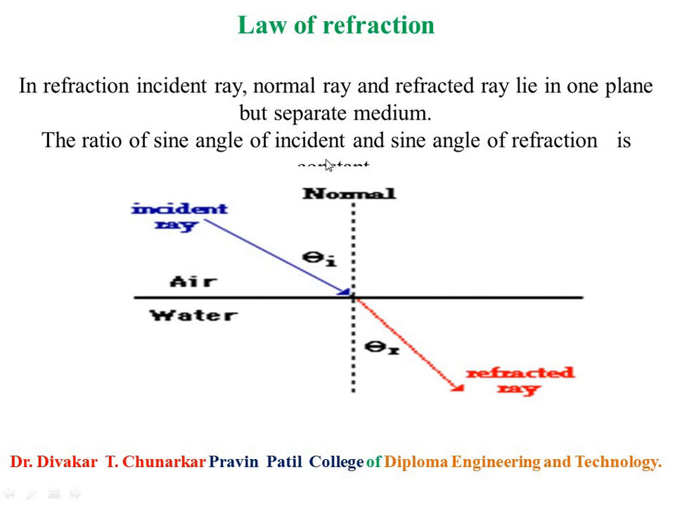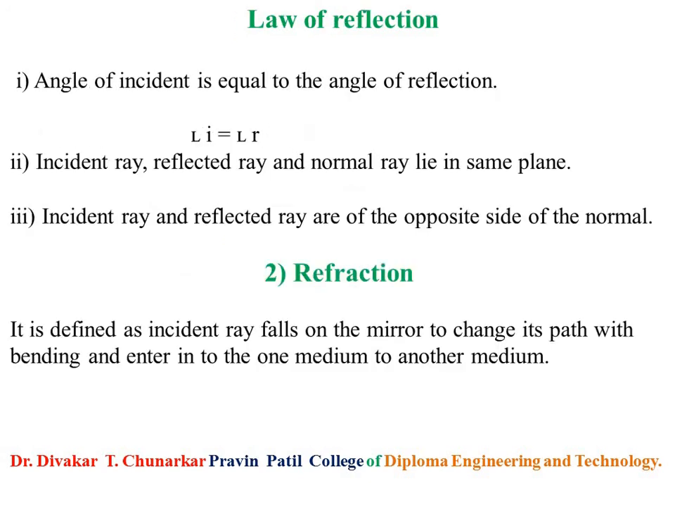Again I revise the definition of the law of refraction. It is defined as when the incident ray falls on the mirror or glass plate, changes its path with bending and enters from one medium to another medium, it is called refraction. In case of refraction, the incident ray, normal ray and refracted ray lie in one plane but in separate media. The second law is that the ratio of sine of angle of incidence and sine of angle of refraction is constant. So sine I upon sine R equals constant.